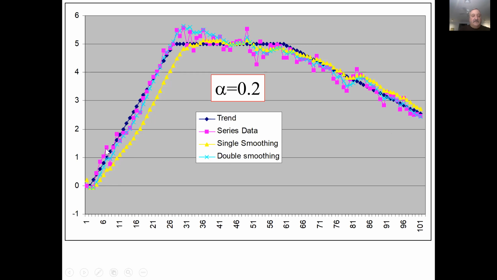Double exponential smoothing follows the trend quite nicely. However, you'll notice that when it levels off, it overshoots and has to come back to the level part. And then again, it tracks the downward trend pretty well. So if you have something with a trend in it, double exponential smoothing would be the way to go.